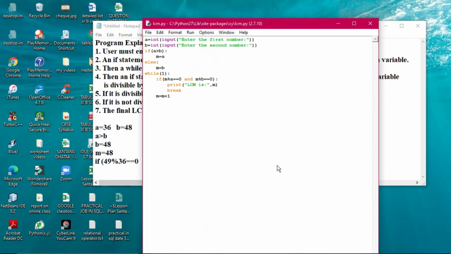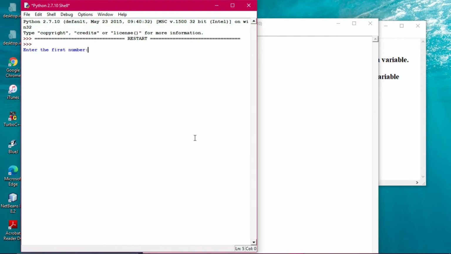Check out what you see. Suppose we are giving 36 and 48, as I said over there. Then how much does it become? You see, LCM is 144.